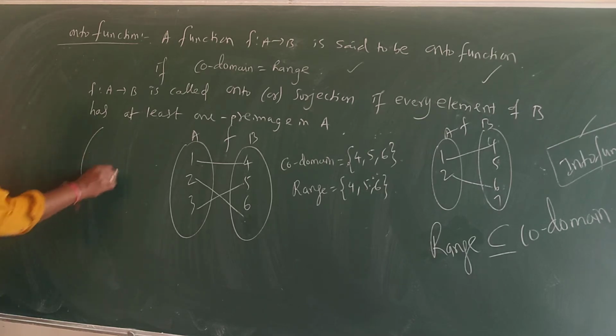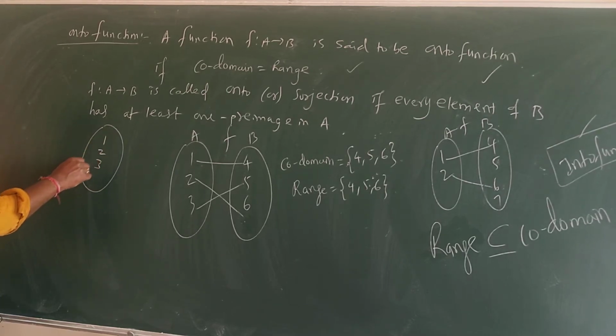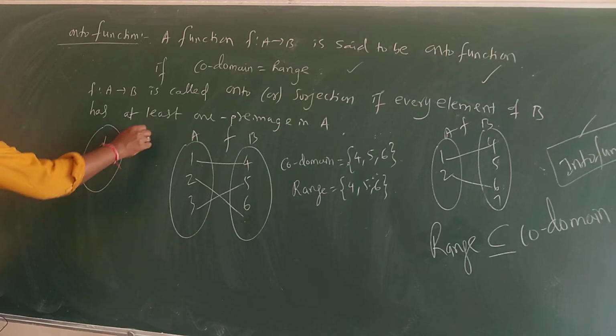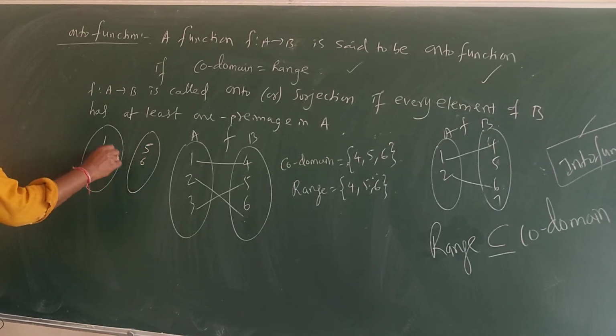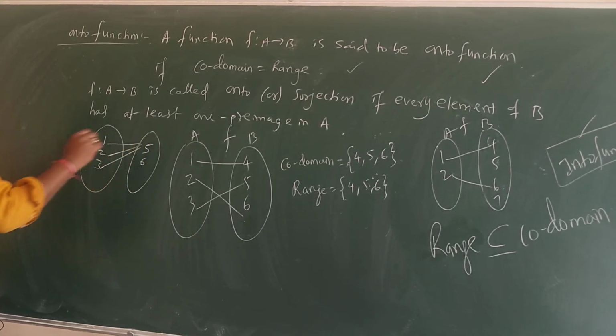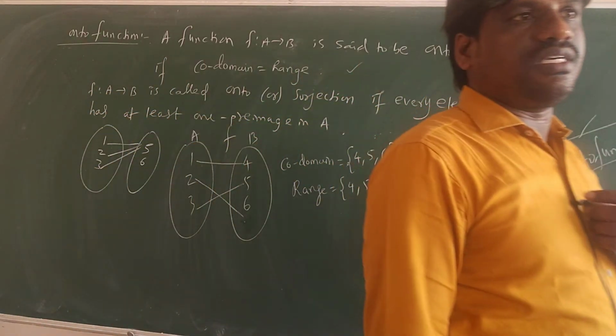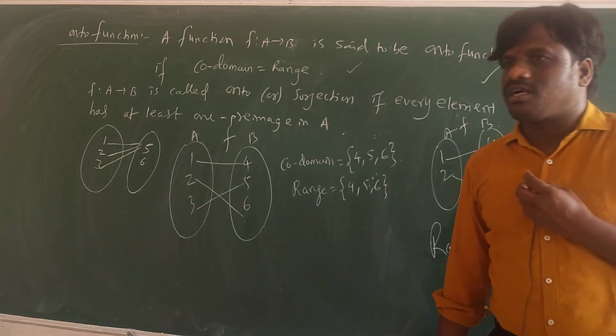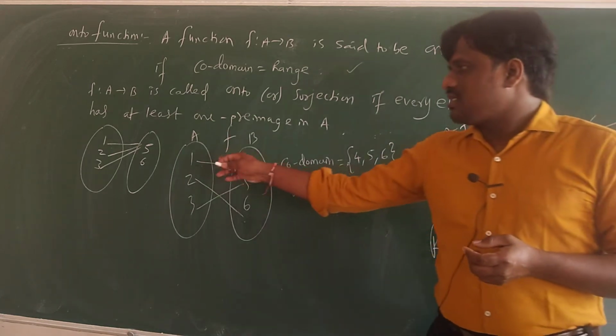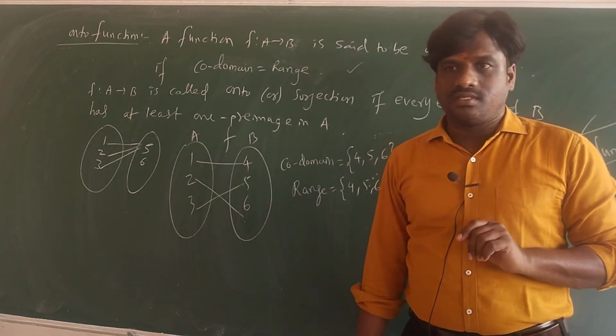Suppose I take like this: 1, 2, 3, and 5, 6. Is this an onto function? Is it an into function? Into function, not onto function. The reason is 6 doesn't have any pre-image.